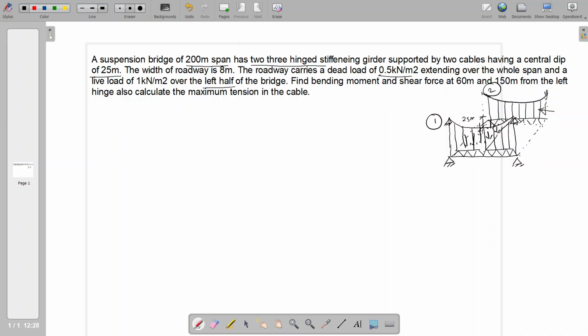You have to keep in mind that two numbers of 3-hinged stiffening girder are given. So we have to divide the load by 2 to analyze only one stiffening girder. Normally our analysis is only 2D, so one side of the two stiffening girders is going to be analyzed. Here this is the view, and also it is a 3-hinged stiffening girder.